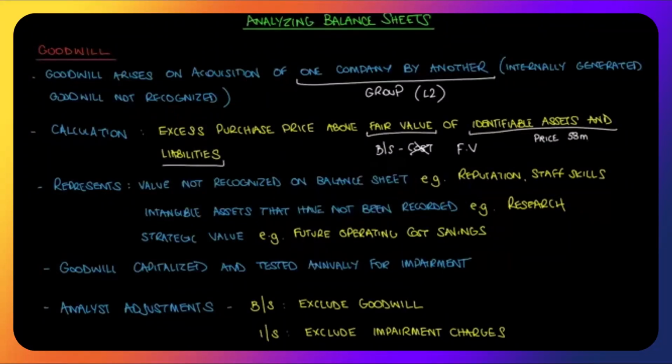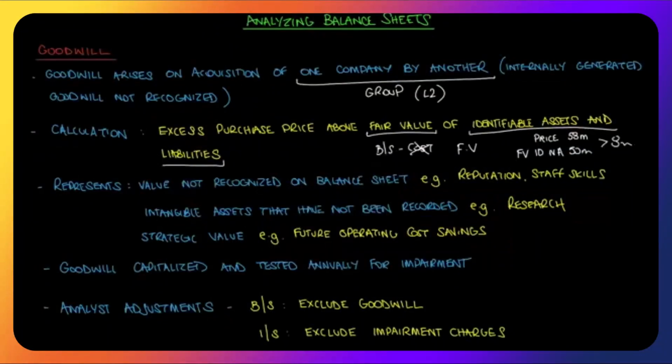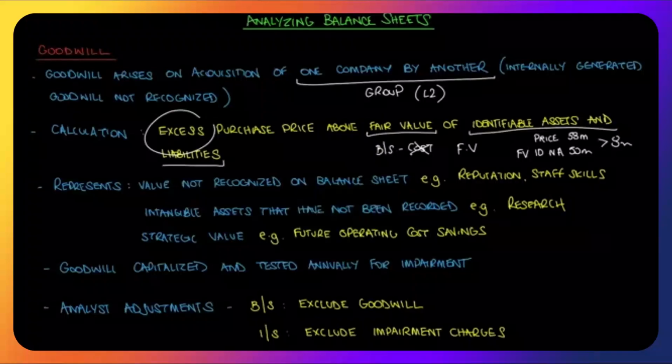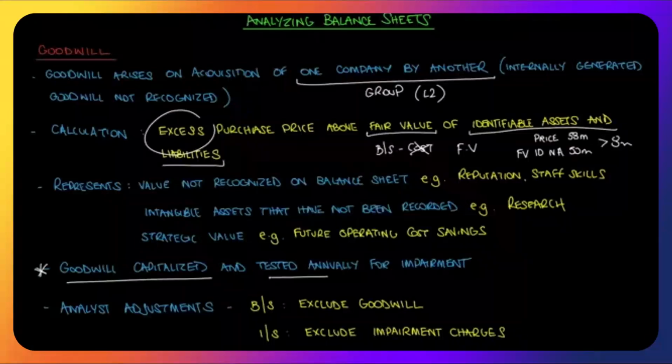Say 58 million. What is the fair value of all identifiable net assets that I acquired? If I'm buying the entire thing, let's say 50 million. The excess is goodwill. Now, not going into it in too much detail, but as I say, there are interesting things to consider here. Not least this fourth point. Let's just jump there for a moment. Goodwill is capitalized, so it's on the balance sheet as an intangible asset, and tested annually for impairment.